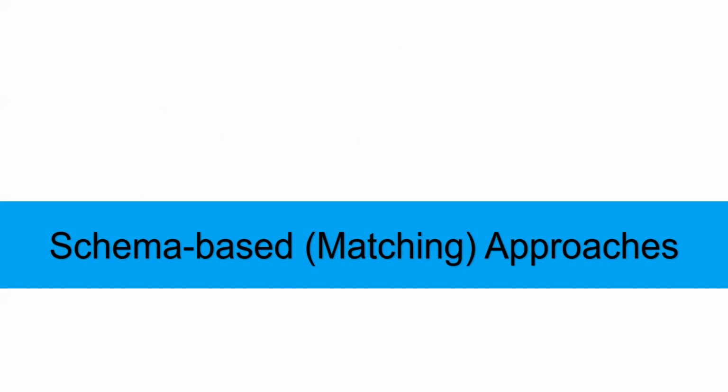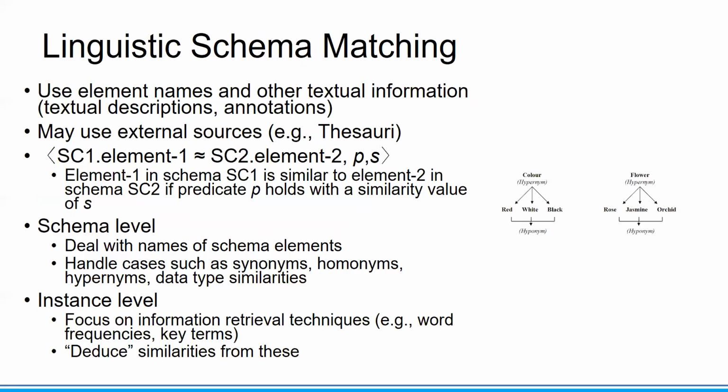So there are some other schema-based matching approaches, and we're going to discuss the details of this one. First, when you are doing schema matching and dealing with the semantic, of course you need to understand the linguistic. It is good if your schema is using English, so when you transform the schema to another database schema, at least you have the same language. But if you are using different languages, it is another issue. So in linguistic schema matching, we use the element names and other textual information, such as textual descriptions or annotations. And we can use external sources.